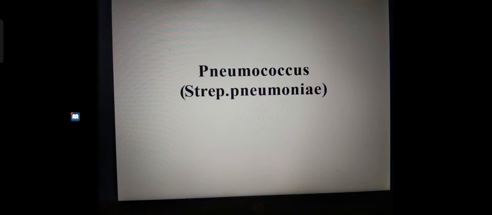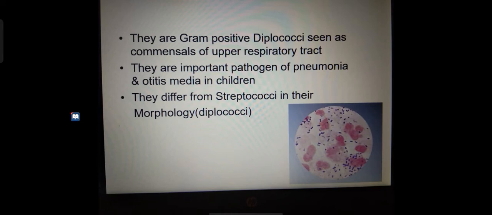So today we will discuss the pneumococcus, which is called Streptococcus pneumoniae, and we can also call it a diplococci. Okay, it is a common question in nursing exams. It's an important question. We will discuss the pneumococcus, its morphology and pathogenicity, lab diagnosis, prophylaxis, and treatment. So coming to the introduction of this pneumococcus, they are gram-positive diplococci.